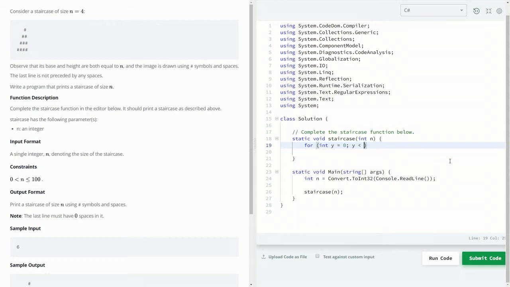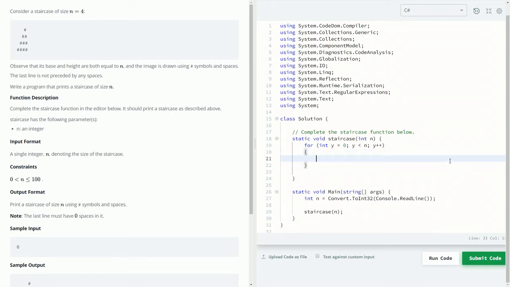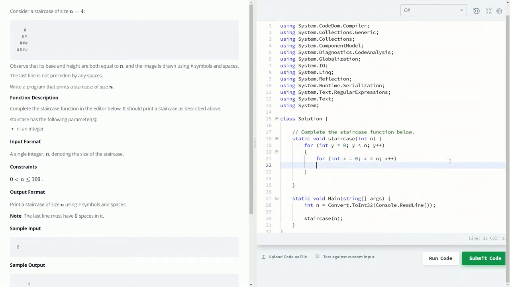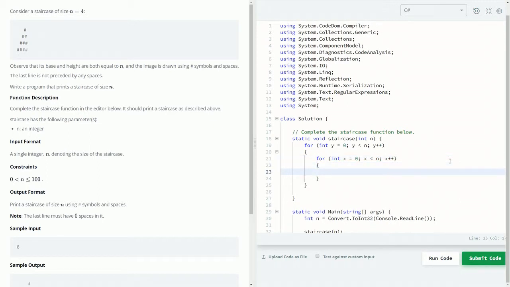Y is less than n, y plus plus. And then we'll nest our other one. X equals 0, x is less than n, x plus plus. Okay, so now all these loops are doing is going over every single coordinate in our grid, if we're sticking with that example.